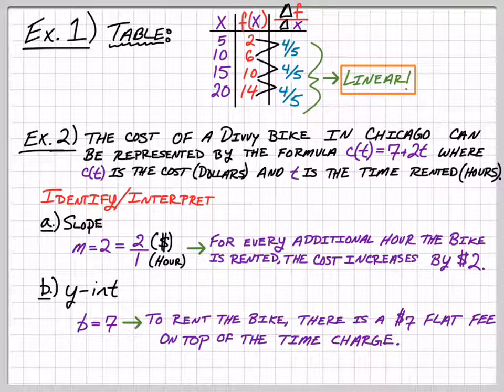So that one really isn't affected at all by the time charges. You just have to pay a $7 flat rate just to get on the bike. And again, not true for Divvy bikes, not the exact formula. I'm sure you could probably come up with a better one, but it works well for this example.